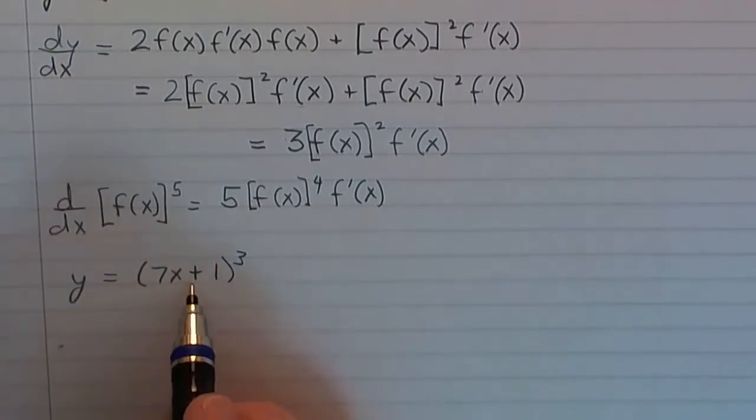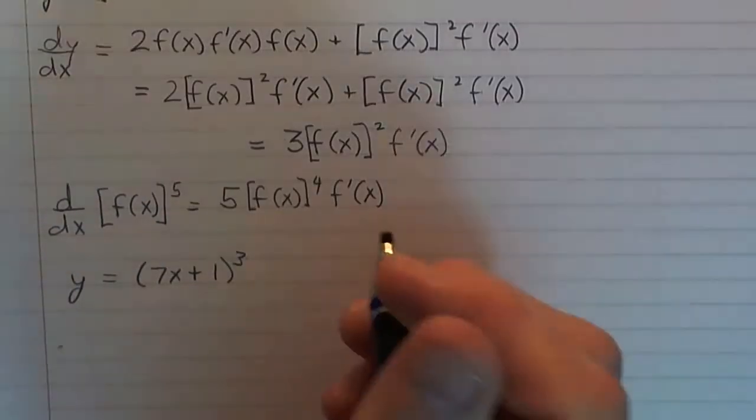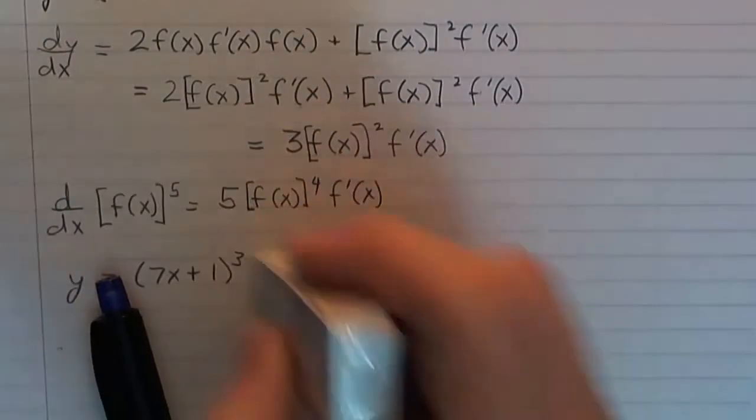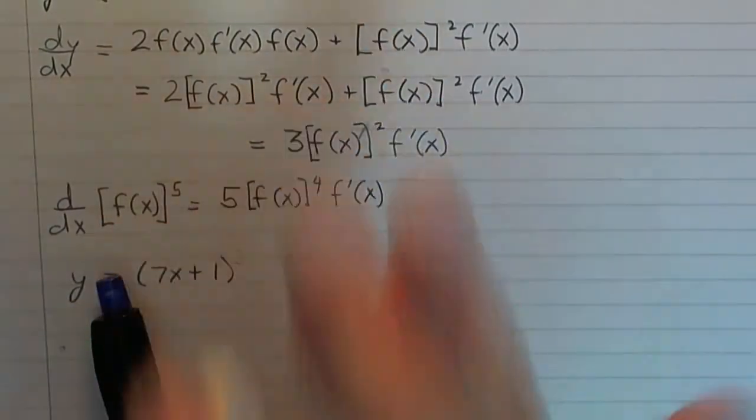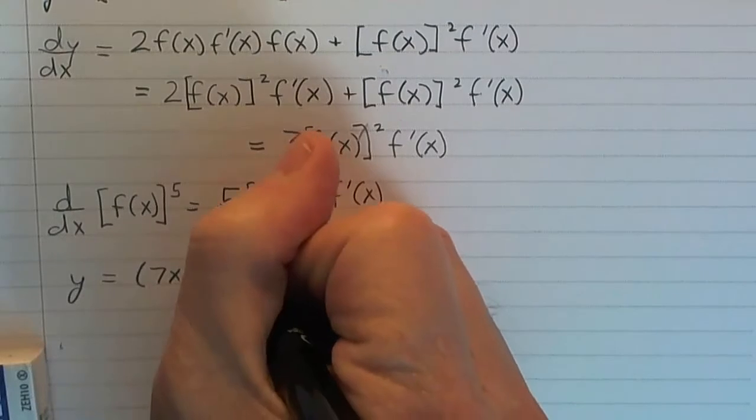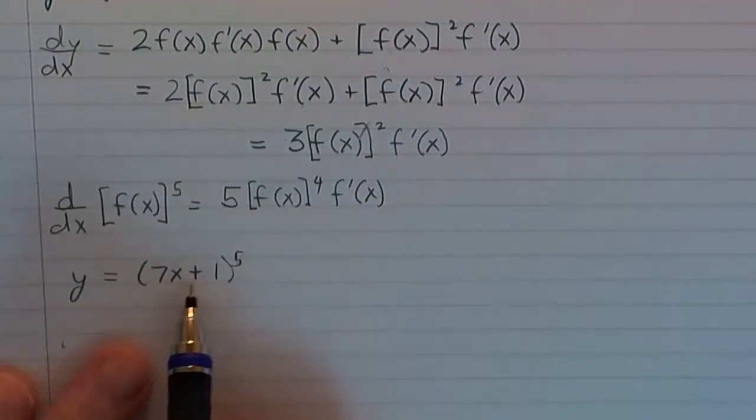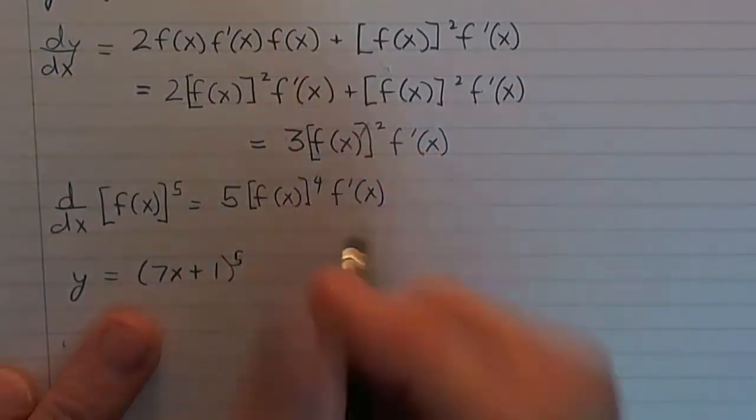So this is sort of like f of x to the third. Since I just did a fifth up here, let me make this a 5, to the fifth. Okay? So look what I'm going to do. I'm going to take the derivative of the outside.